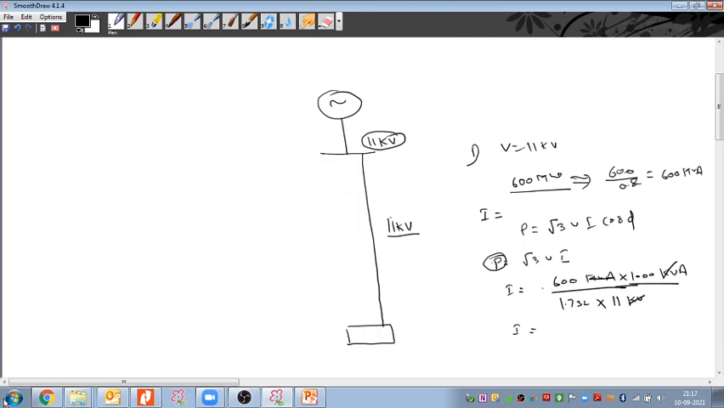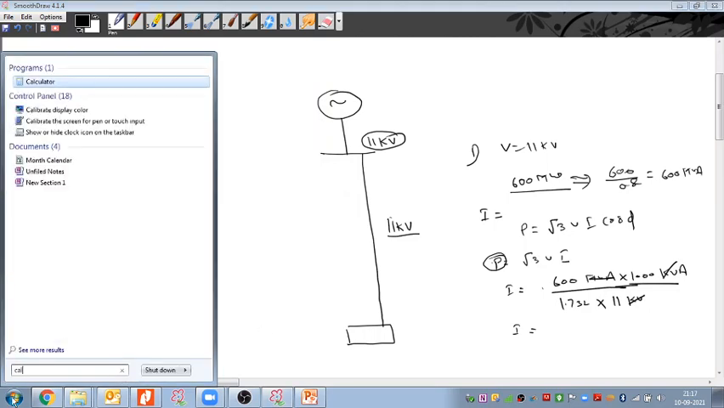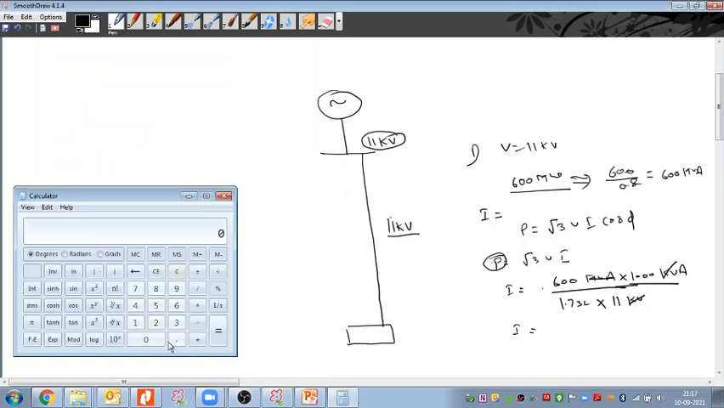So any idea, anyone having a calculator? 600. So this is the first class, but for the next class please sit with the proper notebook, a glass of water and the calculator. 600 multiplied by 1000. Yeah, we have some reply. 31 kiloampere approximately. Correct.